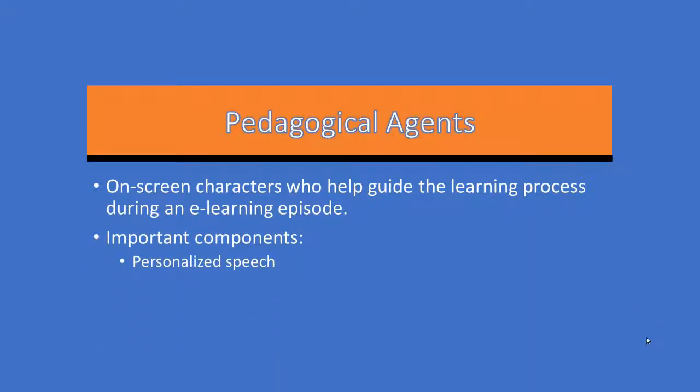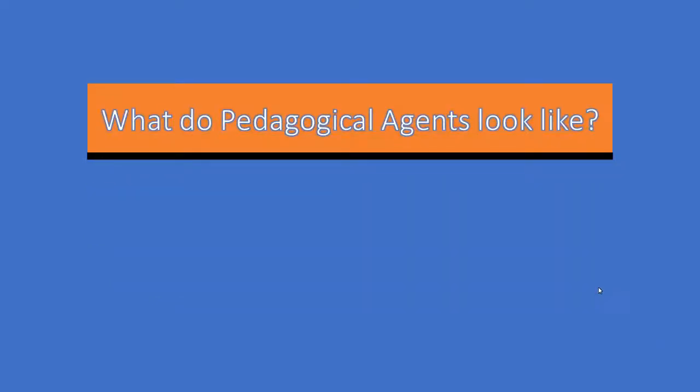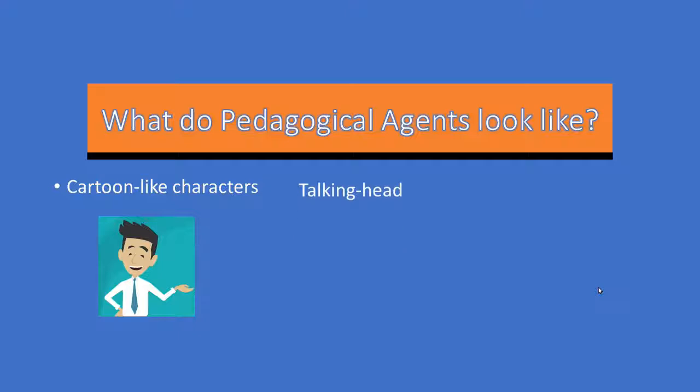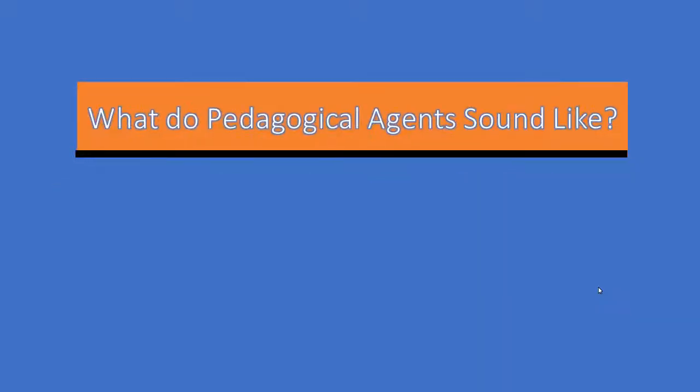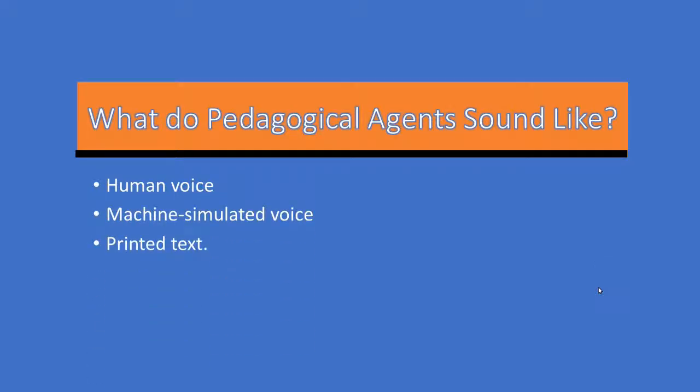The personalized speech and human-like gesture are important components in animated pedagogical agents. So, what do they look like? They can be a cartoon character like this, or a talking head like this, or virtual reality avatar like this. And what do they sound like? They can sound like human voice or machine voice, or doesn't sound at all, just expressed with a printed text.